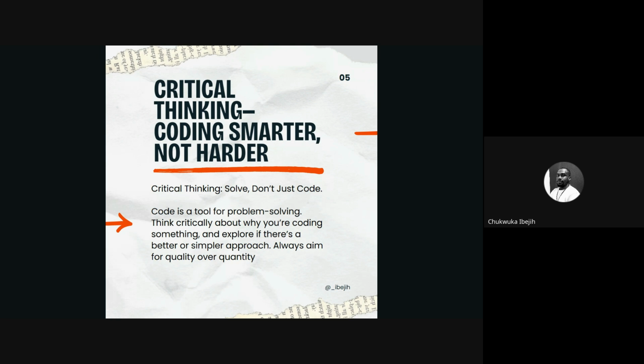Because when you think about things critically, about why you're about to do something, about what you're trying to achieve about something, it gives you a clearer picture when you start implementing it. And that way, it's going to improve the quality of the work, right? It's going to make you stand out.